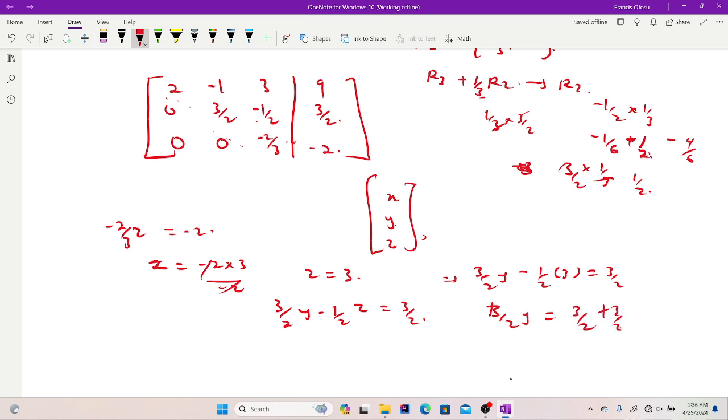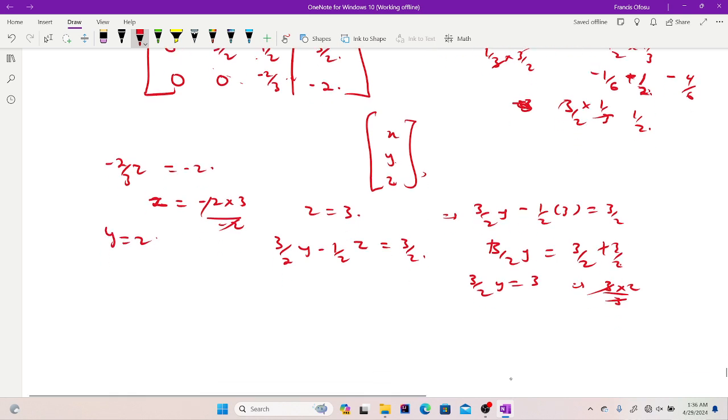They have the same base. You add them, 6 on 2, which is 3. Okay. So I'm getting 3. So 3 out of 2 y is equal to 3. What is y? y will be equal to 3 by 2 over 3. So y is 2. So therefore, my y is equal to 2. When my y is 2, I know that z is 3, y is 2.